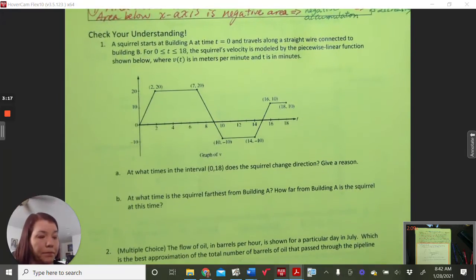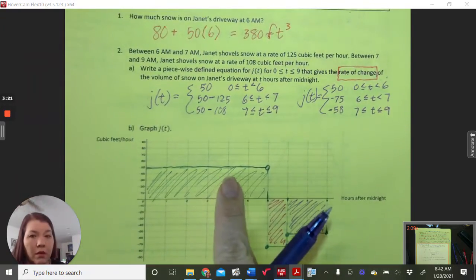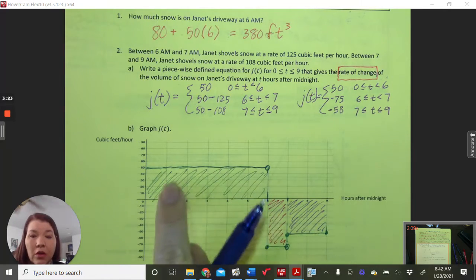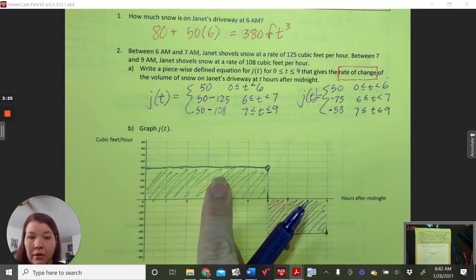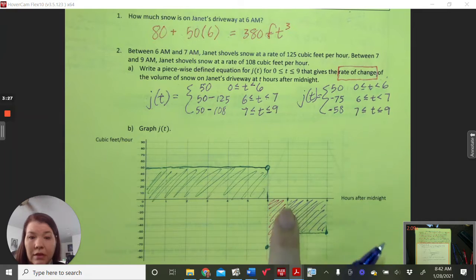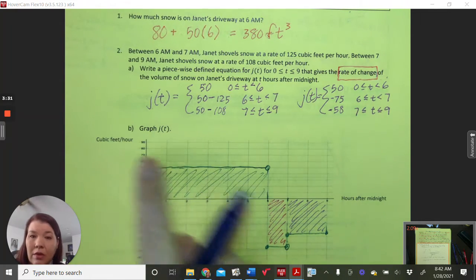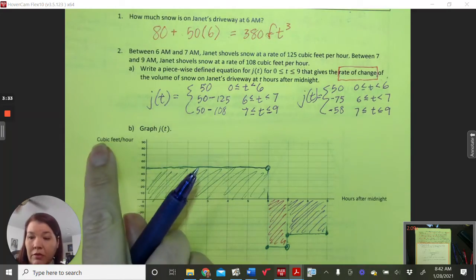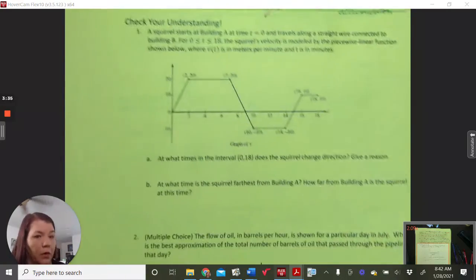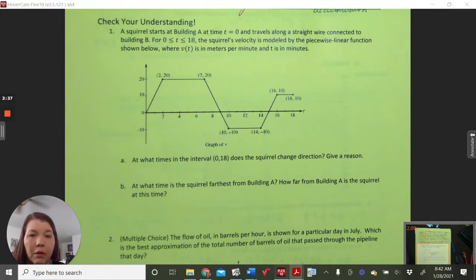Okay. So if we think about Janet's snow, it was cubic feet per hour on the graph, and this is hours, and so the area we find is just cubic feet. Okay, all right. And the squirrel starts at the blah, blah, blah.